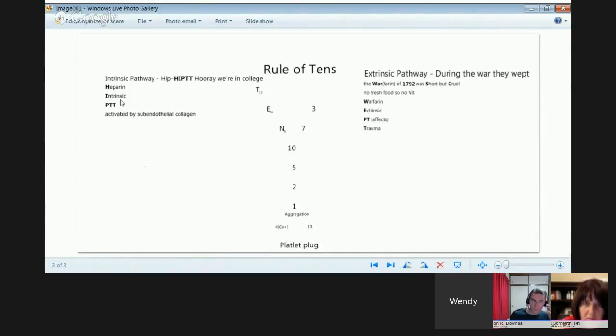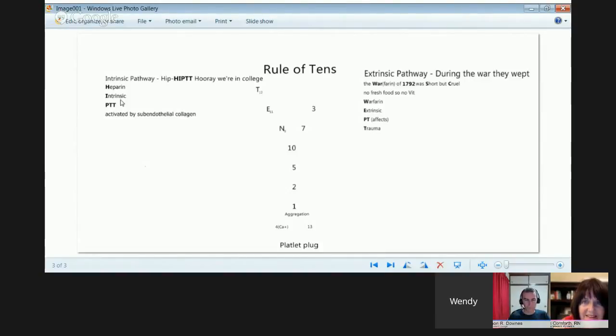Subendothelial collagen. I want to make sure I have that right. So what is the part that says, "Hooray, we're in college"? Yeah, I haven't gotten there yet. I'm working my way down.